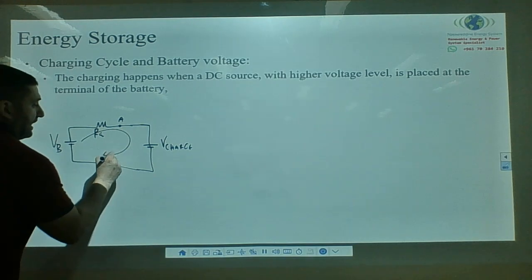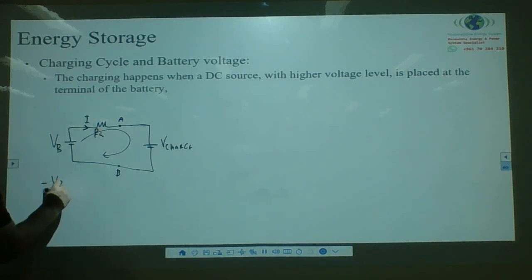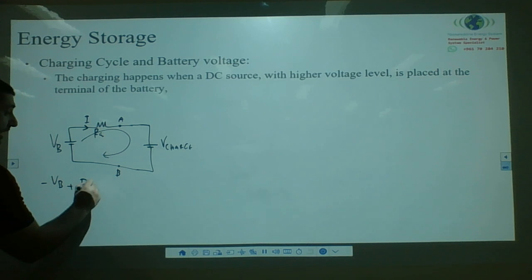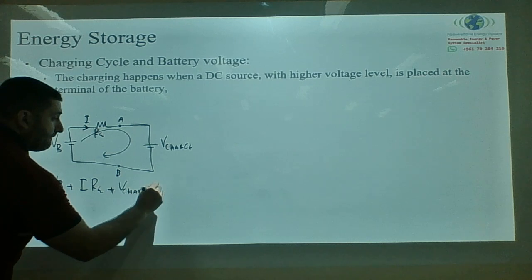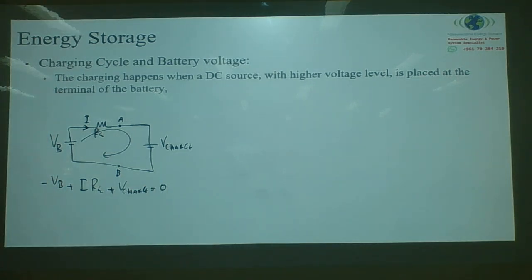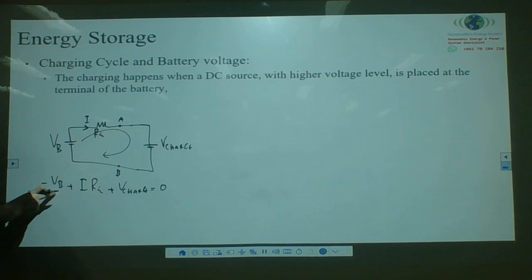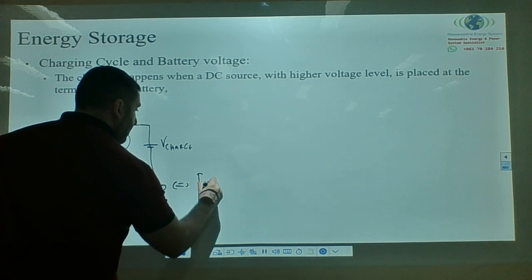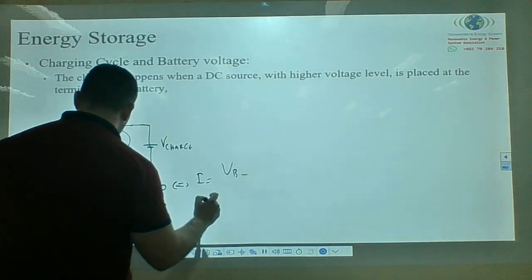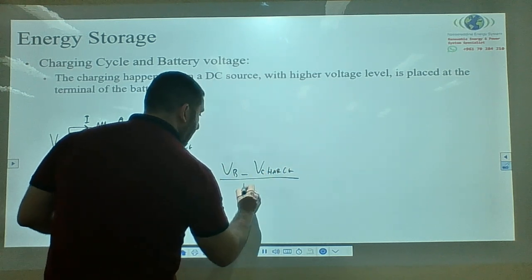If I apply mesh analysis, what does it give me? It gives me minus VB plus I R internal plus V charge equal to 0. That's mesh analysis. So depending on whether this voltage is bigger than this voltage, the current will go this way. So I will be equal to VB minus V charge over R internal.